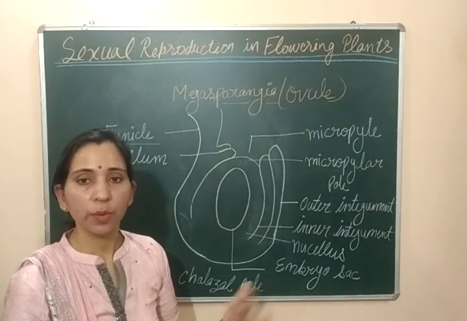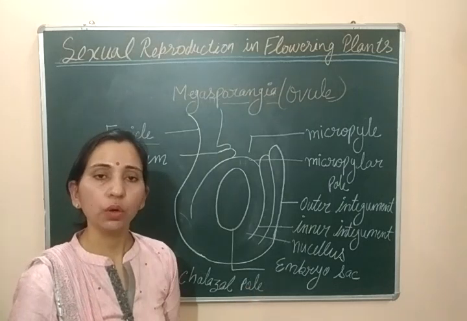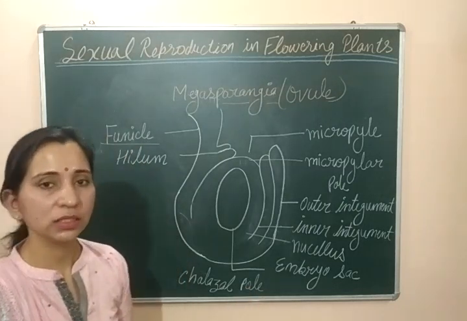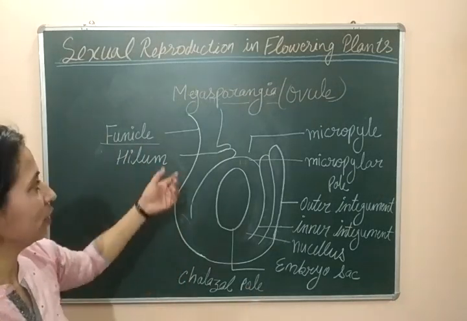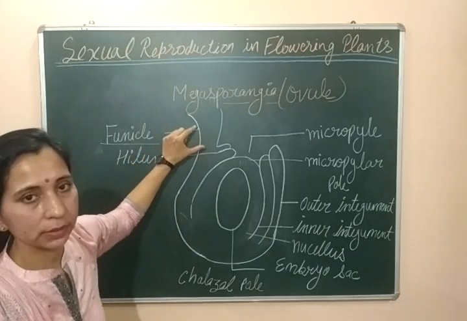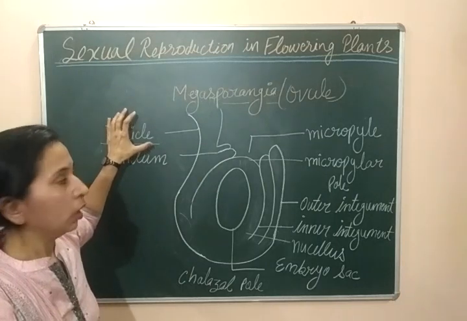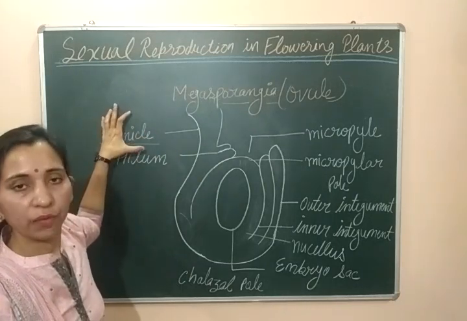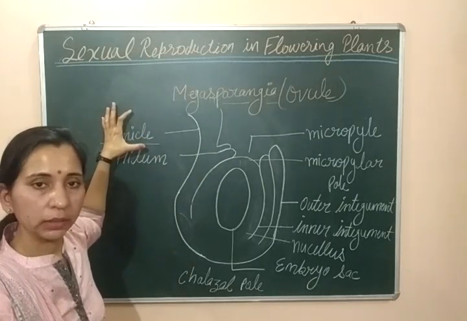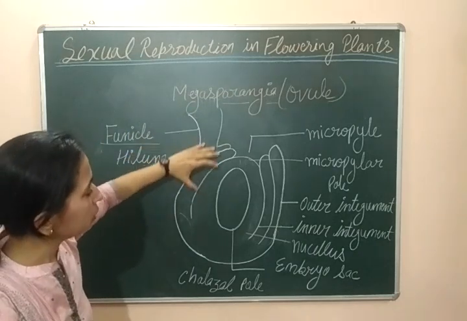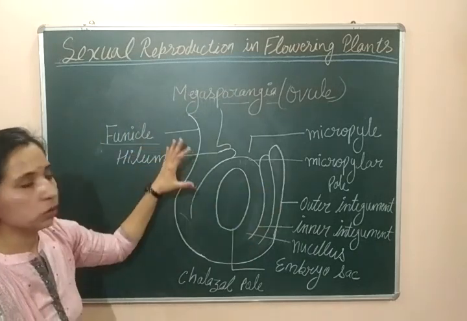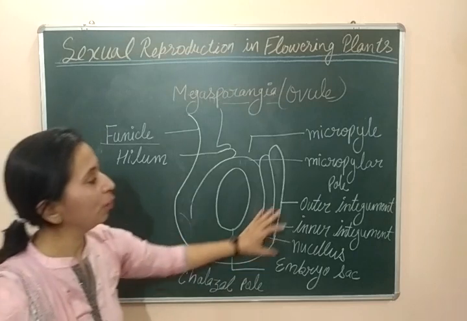जैसे कि अभी आपको मैंने बताया कि ओवरी के अंदर ओव्यूल्स प्लेसेंटा के साथ अटैच रहते हैं. वो अटैचमेंट जो प्लेसेंटा के साथ होती है वो एक स्टॉक के साथ होती है and that stalk is known as funicle. Funicle is a stalk-like structure by which ovules are attached to the placenta. Now this is the body part of the ovule or megasporangia. ये ओव्यूल की बॉडी पार्ट है.